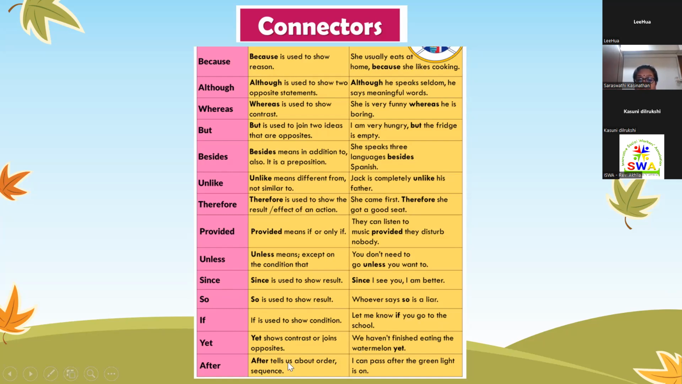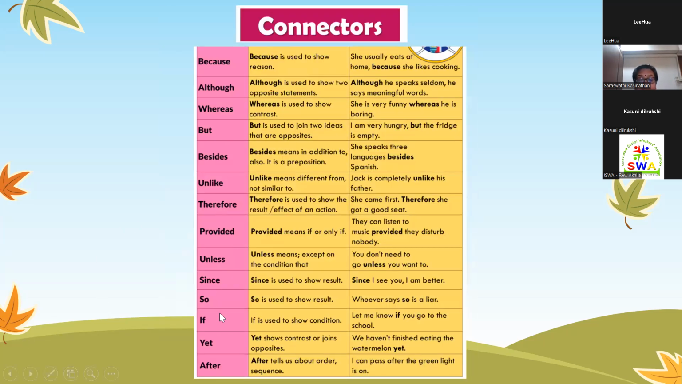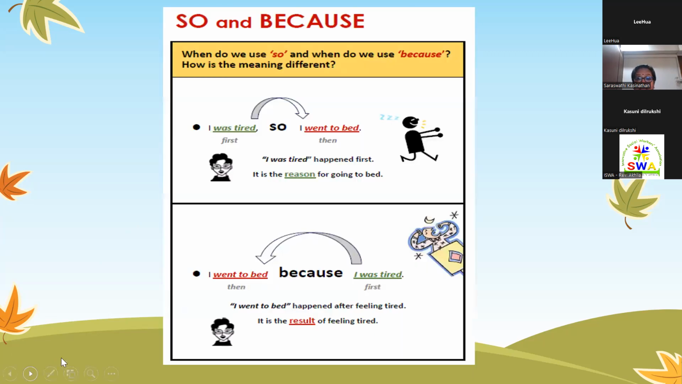After tells us about order or sequence. I can pass after the green light is on. I can give you the book after I have read the book, right? So these are some of the connectors that you would normally see in your books or you use in your sentences, okay? There are quite a few of them, but we're going to focus on only a selected few, and we are going to practice that, okay?